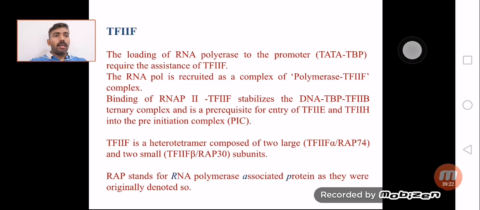TFIIF complex. So now this complex is what we call the pre-initiation complex, and to this pre-initiation complex there will be recruitment of TFIIE and TFIIH, which are actually the last stage of the initiation process or the beginning of the elongation process. So TFIIF is a heterodimer. When we analyze the structure, it's a heterotetramer which is composed of TFIIF alpha and beta in two units, right?